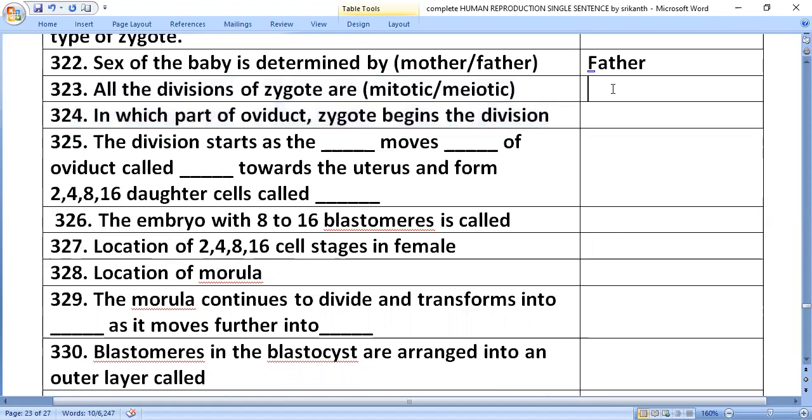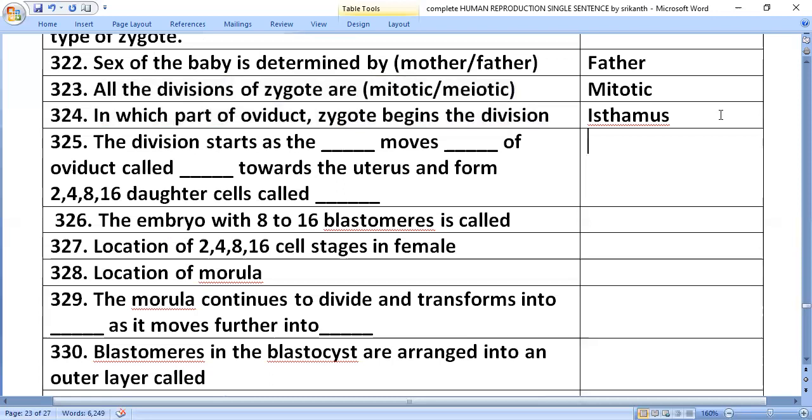All the divisions of the zygote are completely mitotic. In which part of the oviduct does the zygote begin the division? That is in the fallopian tube, at the ampullary-isthmic junction, we can say. Straight away we can write isthmus.